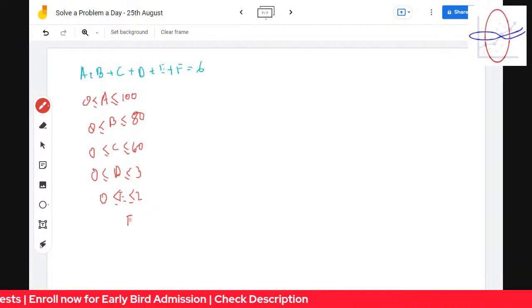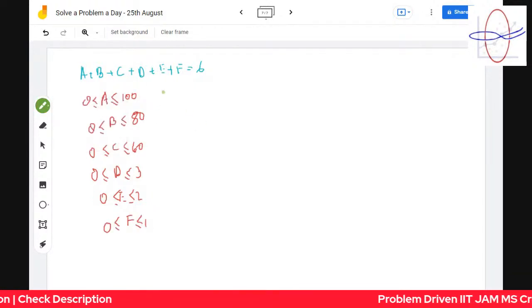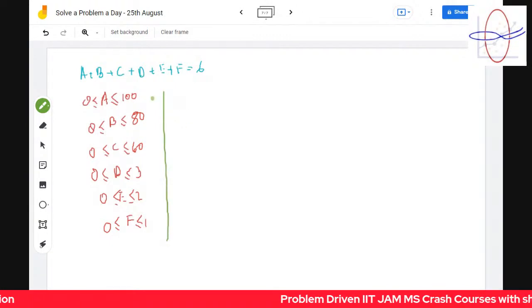And F is less than or equal to 1 and greater than or equal to 0. We have these following conditions. So how will we make the multiplication? We will make the multiplication like this.